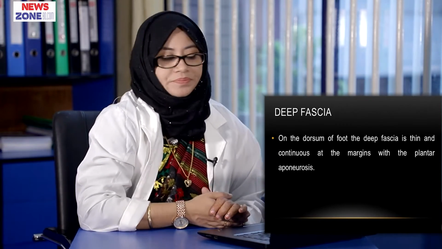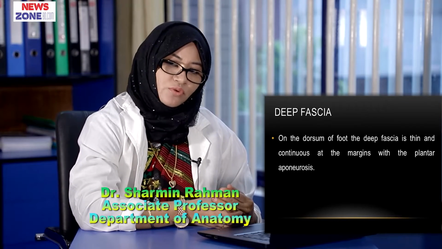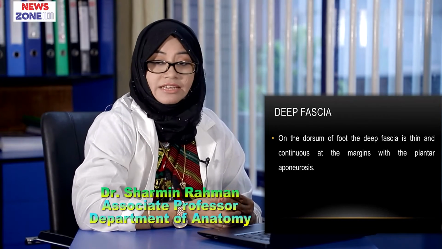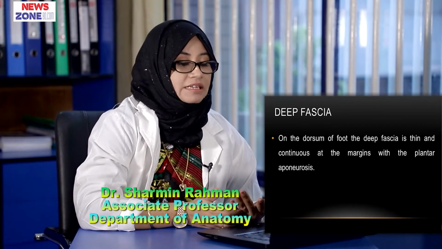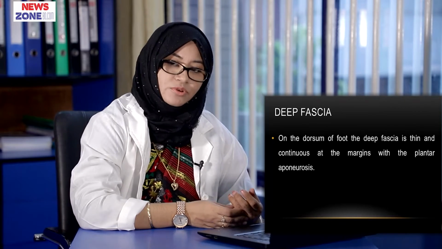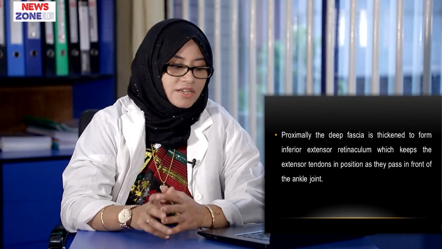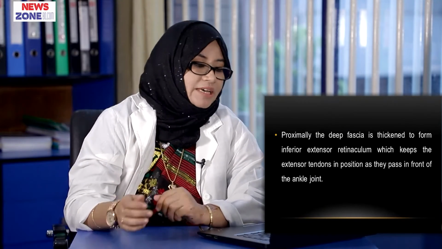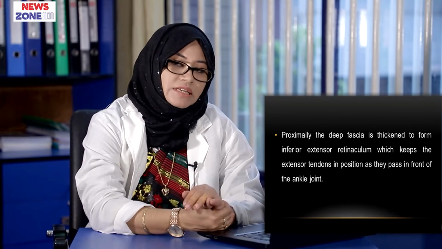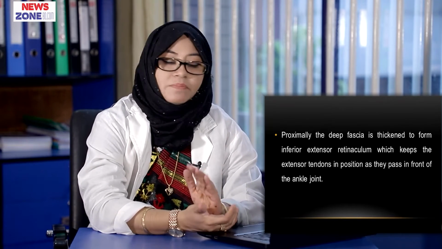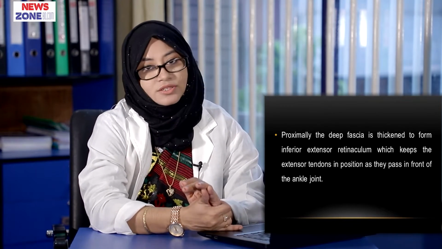Now deep fascia. On the dorsum of the foot, the deep fascia is thin and continuous at the margin of the plantar aponeurosis. Proximally, the deep fascia is thickened to form the inferior extensor retinaculum, which keeps the extensor tendons in position as they pass in front of the ankle joint.